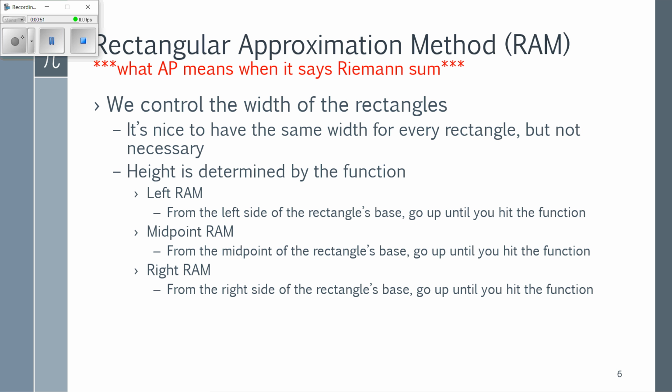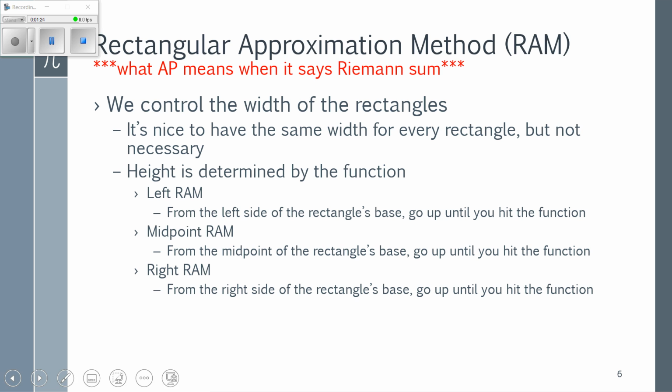The height of our rectangles is going to be determined by the function, and we have three types of RAM to help us be consistent with how we're figuring out the height of each of our rectangles. So left RAM is where the height goes from the left side of the rectangle space up until we hit the function. Midpoint RAM from the midpoint of the rectangle space up until we hit the function, and right RAM from the right side of the rectangle space up until we hit the function. And this will make more sense as we do examples here.